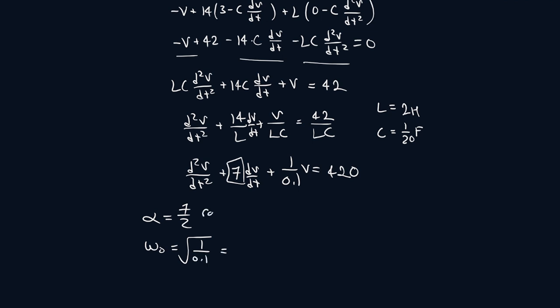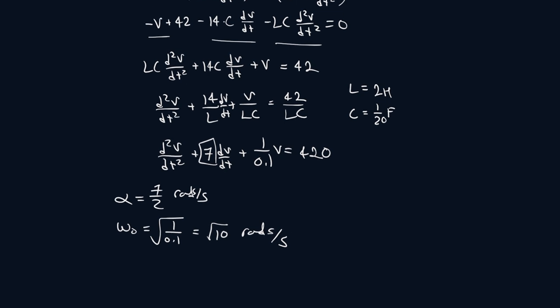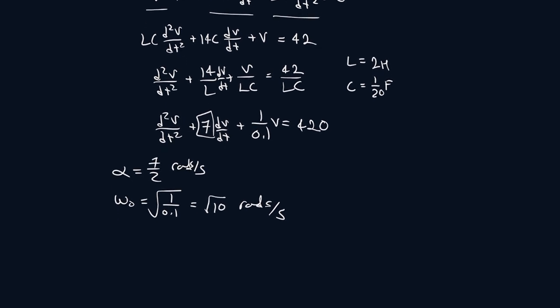So this is 7 over 2 radians per second, and this is the square root of 10 radians per second. So now, this is what we noticed. We see our alpha is greater than our omega.